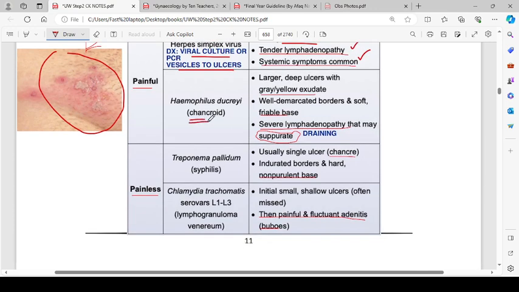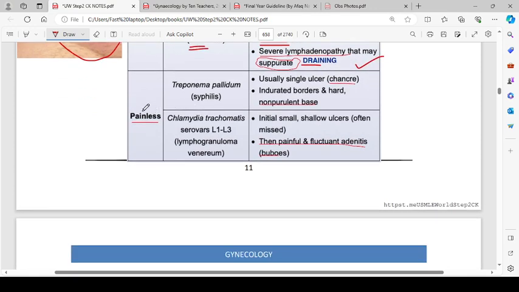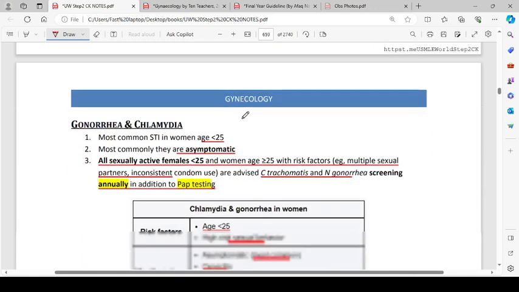Haemophilus ducreyi or chancroid, large deep ulcers with grey yellow exudate, well demarcated borders and soft friable base, severe lymphadenopathy that may suppurate, draining lymphadenopathy. The painless ones are Treponema pallidum or syphilis, usually single ulcer, chancre, indurated border and hard non-purulent base. Chlamydia trachomatis serovars L1 to L3, lymphogranuloma venereum. Initial small shallow ulcers often missed, and then painful and fluctuant adenitis or buboes will ensue.